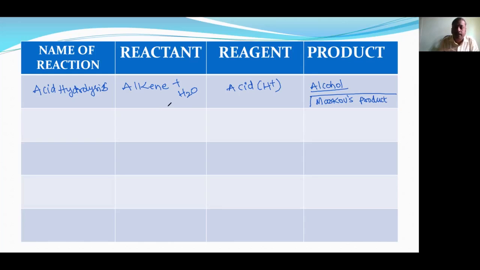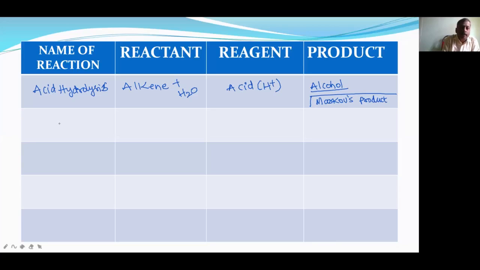Like that, in every chapter, if you make this at the end of the chapter and at the end of the naming reactions, it is going to help you a lot. So let's see the next naming reaction.